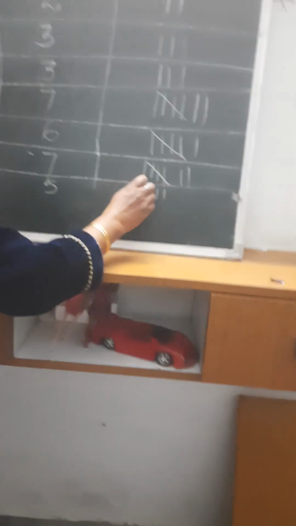Now next number 7. 7 marks is repeated how many times? Let us see now. 1. Then in the second row 2, 3, 4, 5. Then 5 times, right? So we will write 1, 2, 3, 4, 5.